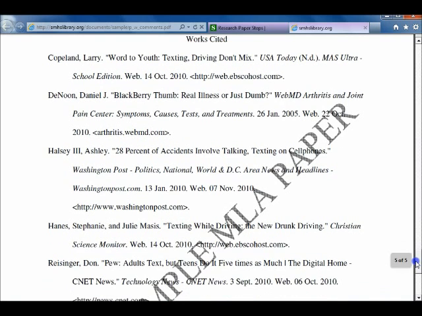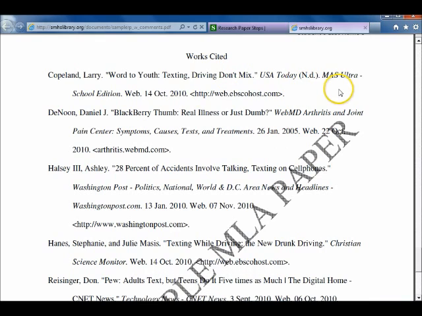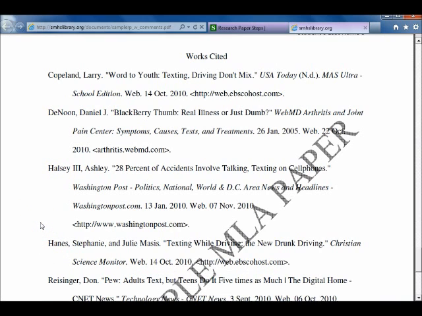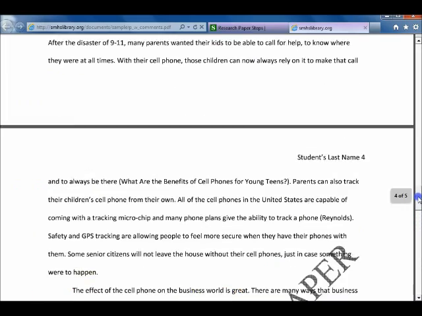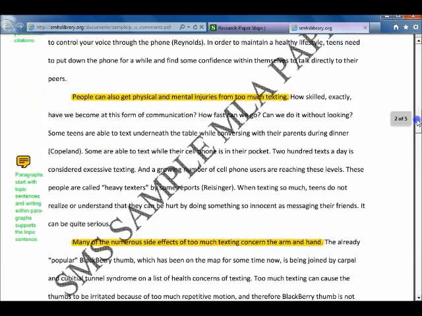This page has a special name. It's called the Works Cited page. What that means is it contains the works, meaning information sources, that are cited or used when writing the paper. You see that the names Halsey and Haynes are listed here. These Works Cited entries are the same names that appear on page 1 of the paper. In other words, the information for that part of the paper came from these sources.